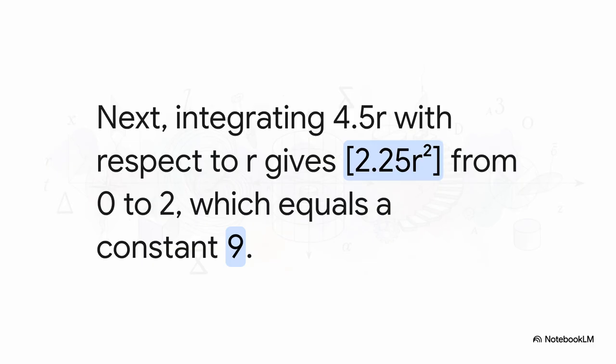Next up, the middle integral. We take that result, 4.5r, and now we integrate with respect to r. We evaluate that from 0 to 2, and what do you know? We get a nice, clean constant, 9.